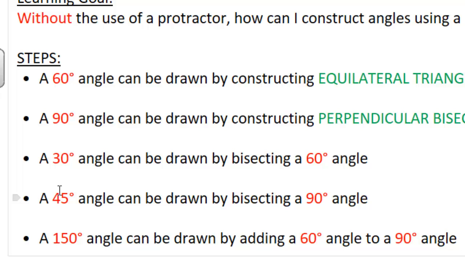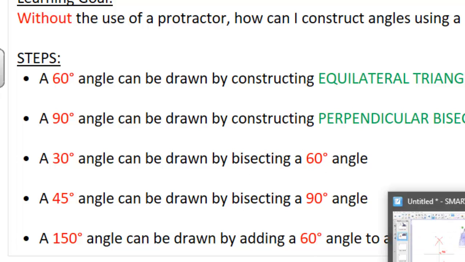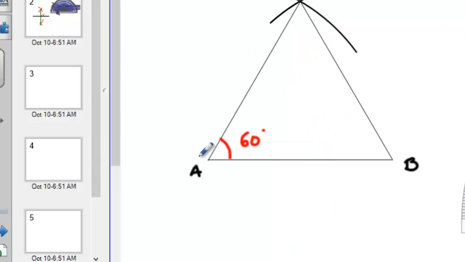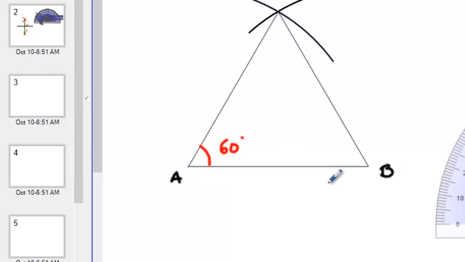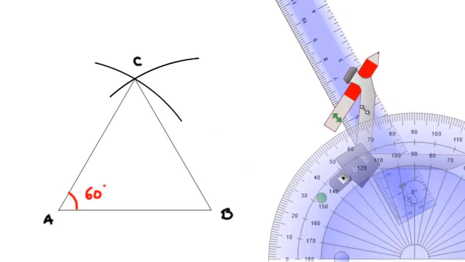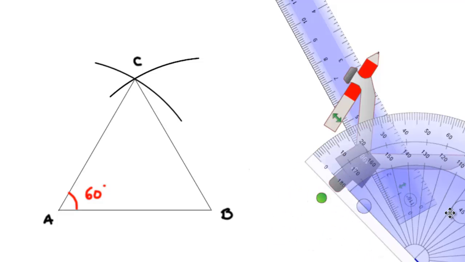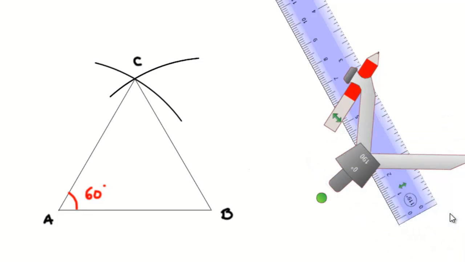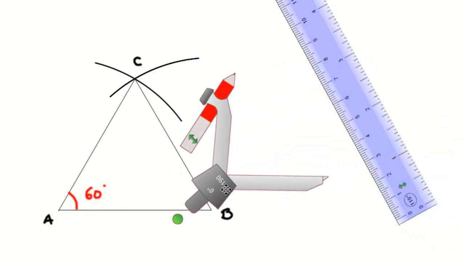How can I draw a 30 degree angle using the compass? I need a 60 degree angle and bisect it. So I can go back and use this angle. Already I have it, 60 degrees. I need only to bisect it in two, as we learned from the previous chapter. As you know, to bisect it I need a compass. So I'm going to remove the protractor from here. I will ask for the compass.